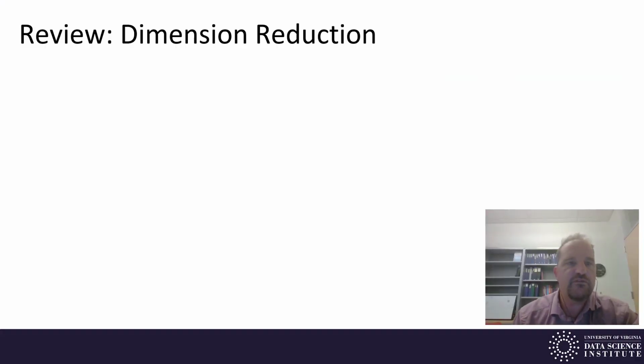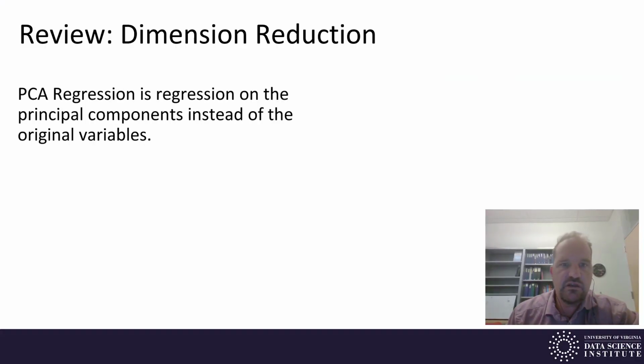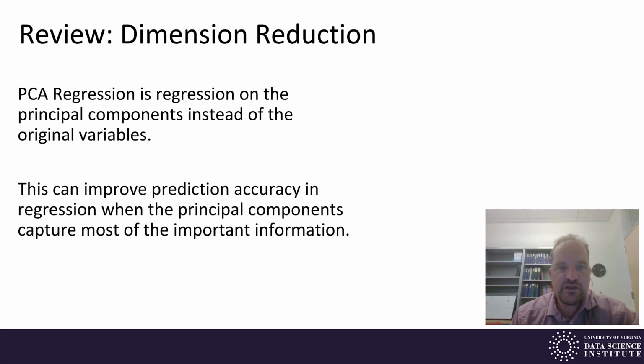So review, we've talked about dimension reduction. Dimension reduction is the process of creating a smaller number of regression variables and then doing regression on those regression variables. And so we've talked particularly about PCA regression, where we use the principal components as our regression variables instead of the original input variables. And this improves prediction accuracy in regression when the principal components can capture most of the important information. And that helps when we have a smaller number of underlying dimensions of data, or when we've got highly correlated data. Thank you very much for watching.